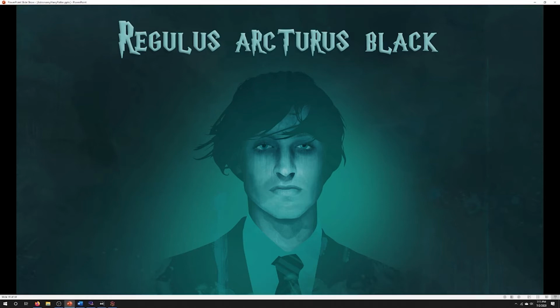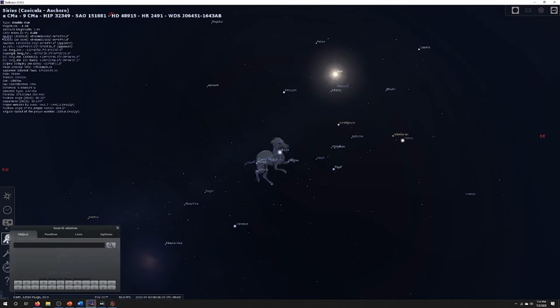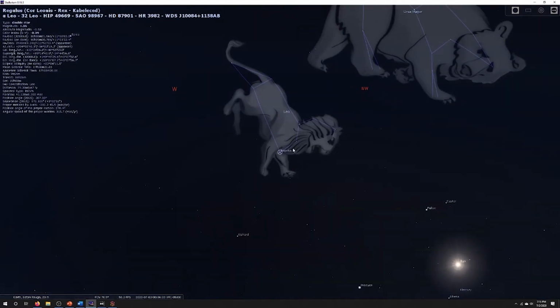He has two names associated with astronomy. Actually, Regulus and Arcturus are the names of two stars that we can find. So just to reiterate here as I go into this other program, Regulus Arcturus Black attempted to hunt down and destroy one of the Horcruxes of Lord Voldemort. I'll go over the Horcruxes in a second. Let's find Regulus first. It is in Leo the Lion. That bright star right there, the brightest star in Leo the Lion.